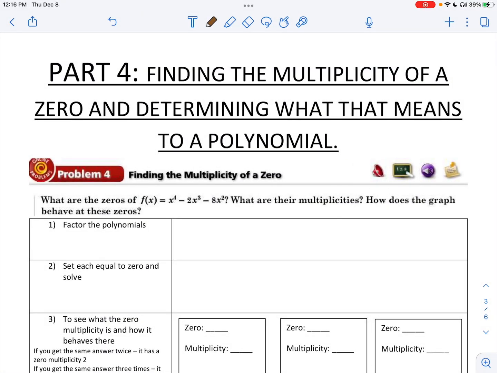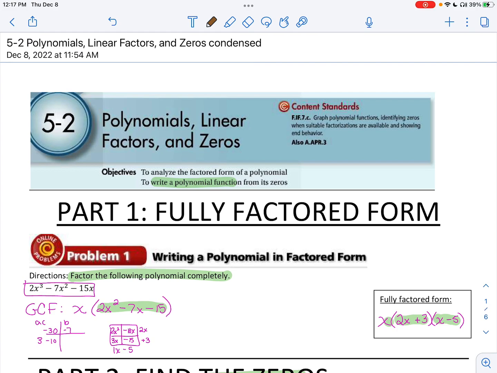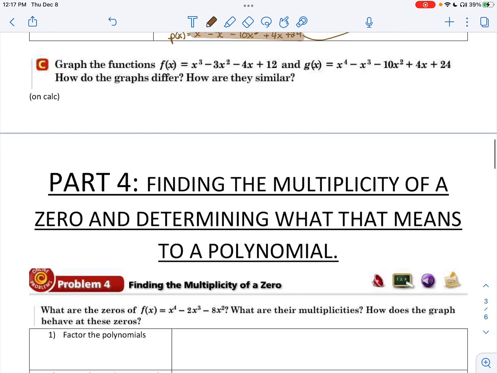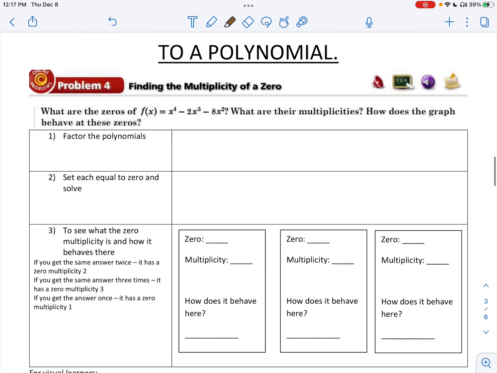Welcome back to part 4 of the 5-2 polynomial linear factors in zeros notes. Part 4 is going to teach you how to find the multiplicity of a zero. It's a fancy word. I feel really smart saying it. So you're going to find the multiplicity of a zero and you will determine what in the world that even means to a polynomial.